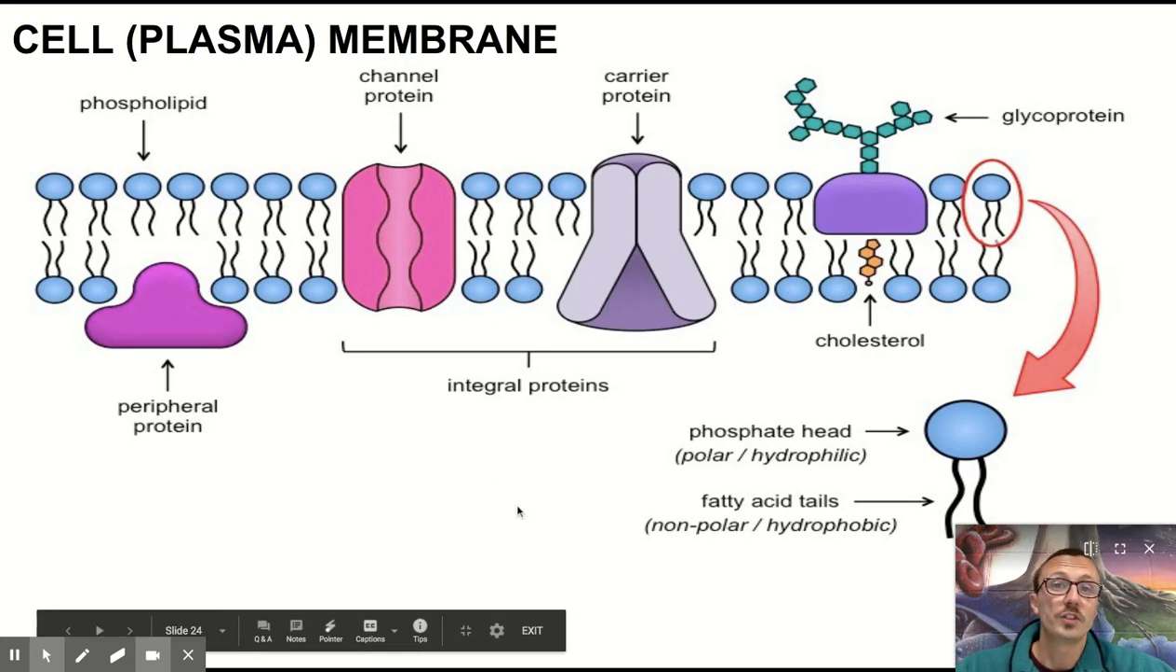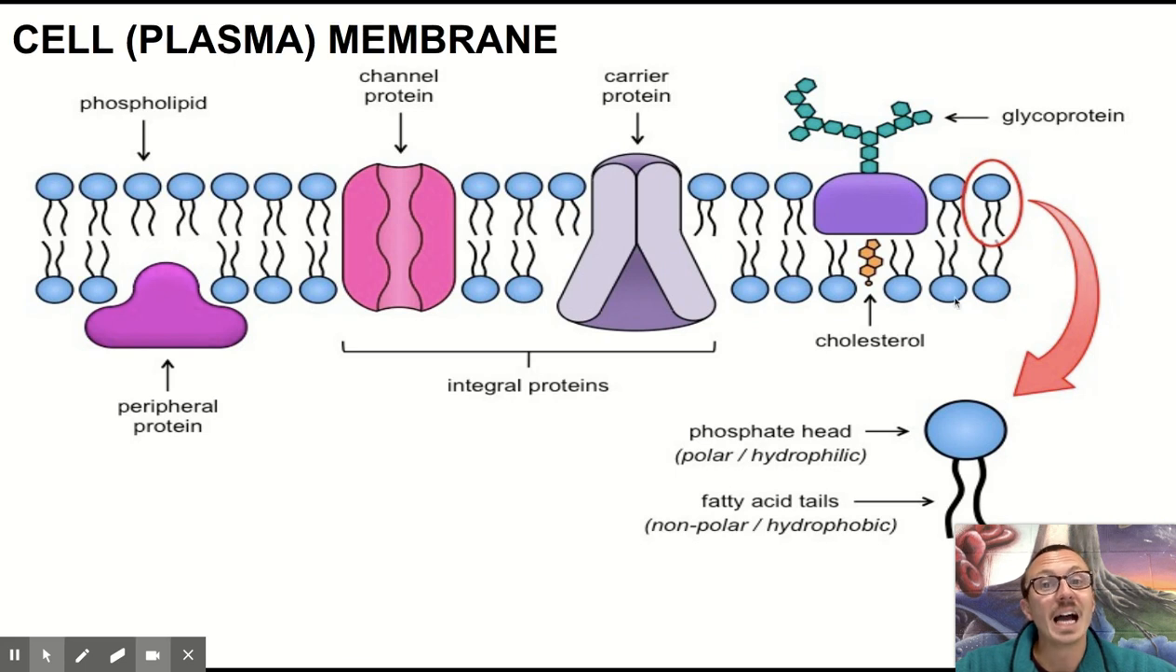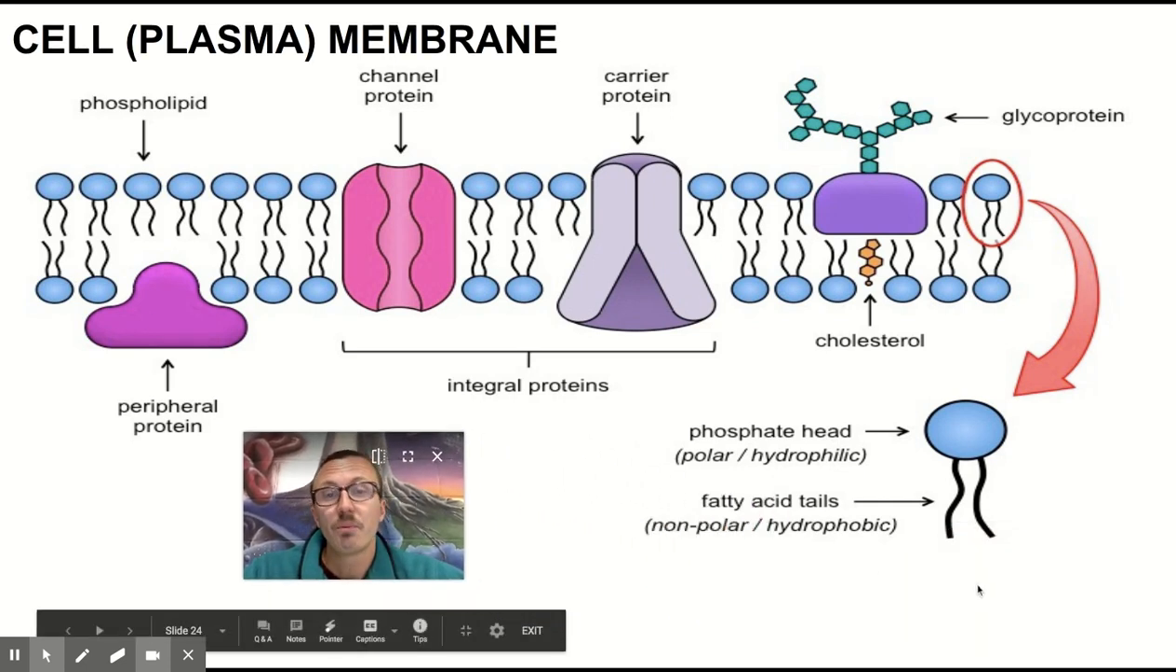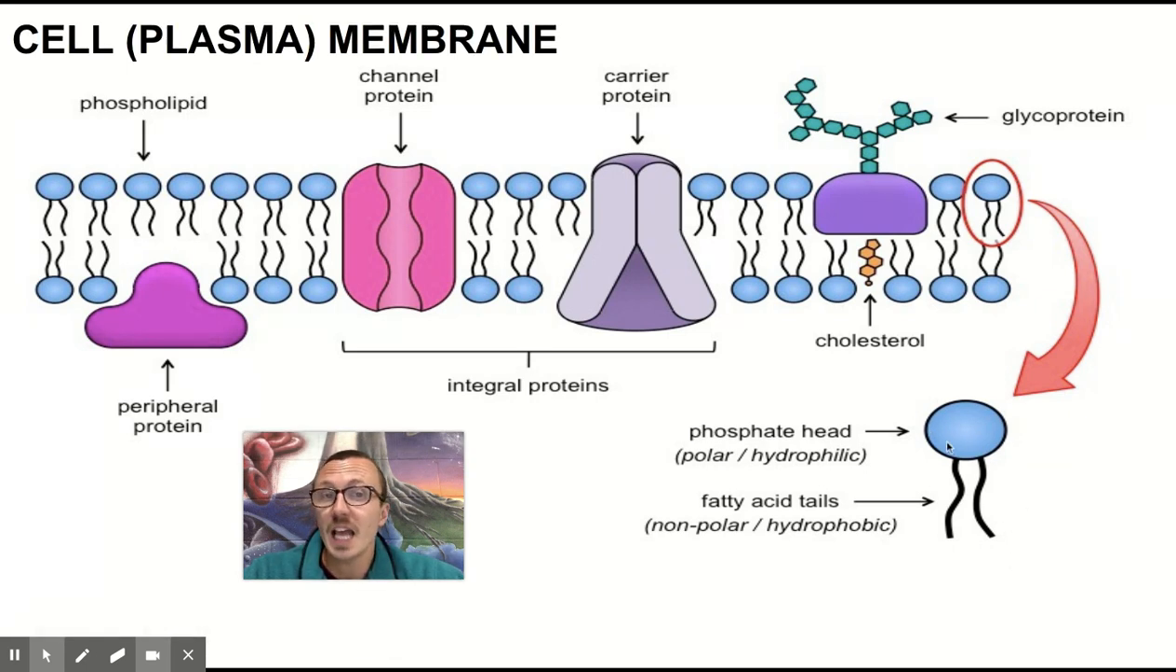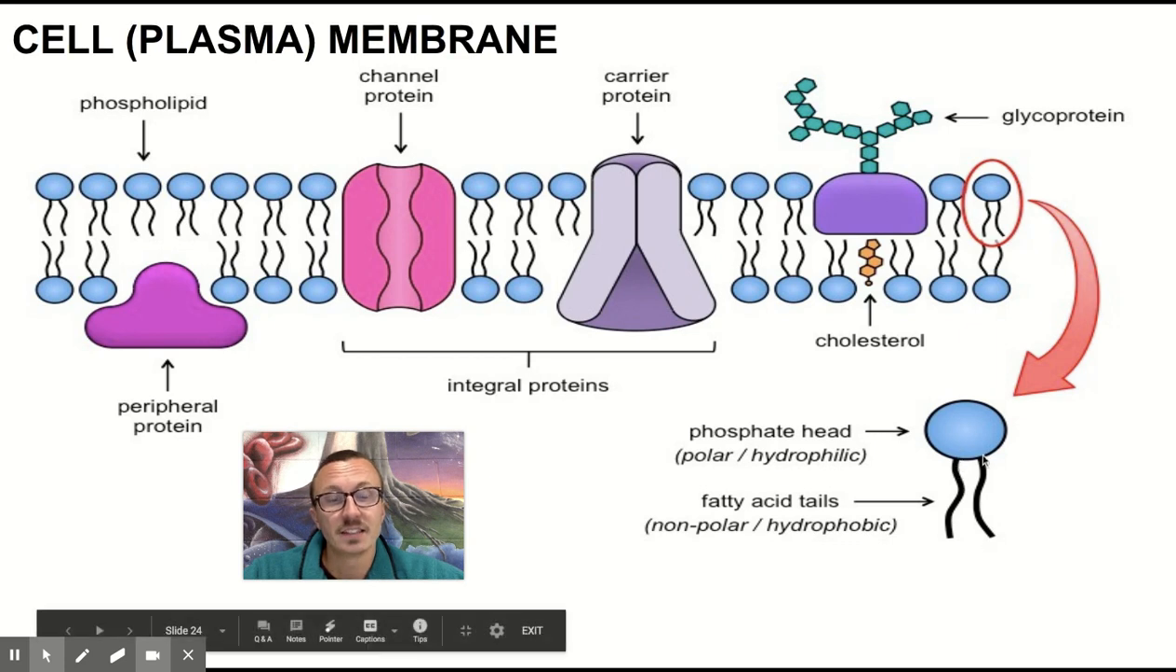Okay, now let's take a look at the structure of the cell membrane. So here we can see the phospholipid bilayer. So I can see one layer of phospholipids here and a second layer down here. So let's talk a little bit about the phospholipids, since it's the primary component of our cell plasma membrane. So here's our little phospholipid. Here's our little phosphate head and our fatty acid tails, right?